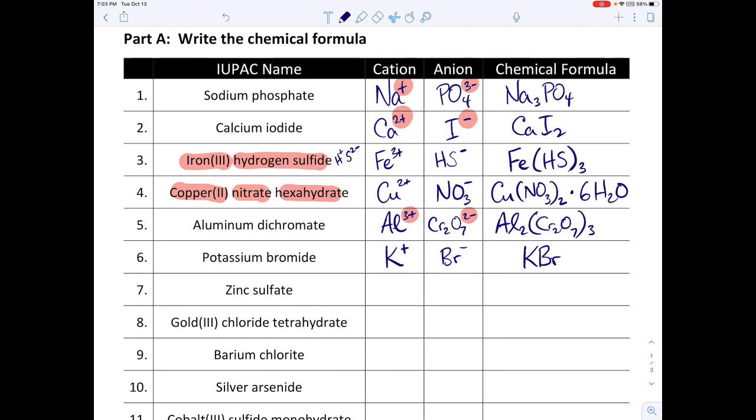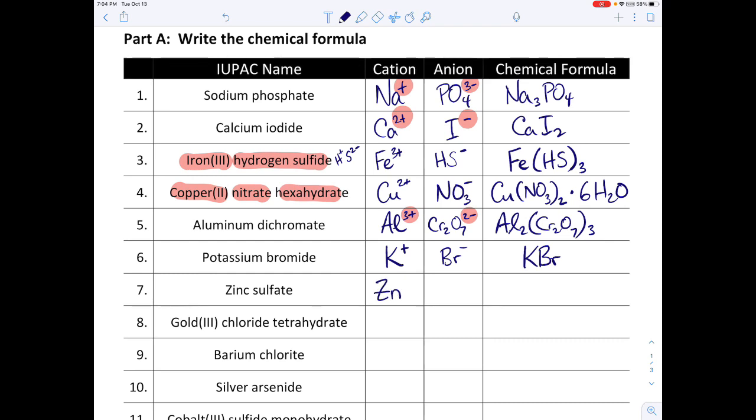Now I should point out that in all of these examples, we're starting with either a metal cation, like sodium, calcium, iron, copper. Sometimes we'll get a complex cation, like ammonium. And they're bonded to non-metal anions: phosphate, iodide, hydrogen sulfide. That's why these are ionic compounds, right? They've got metal cations almost always, and they have non-metal anions, and it's opposite charges attracting that are holding them together in the compound.